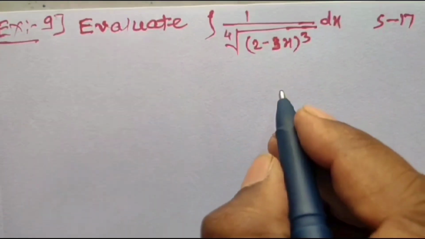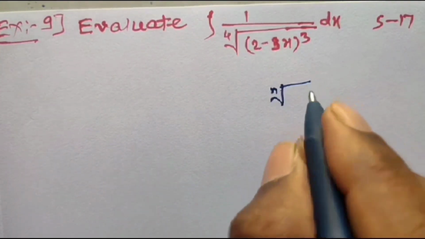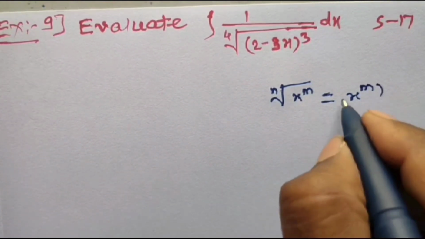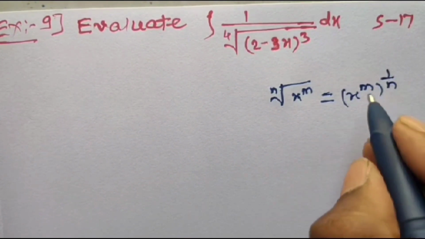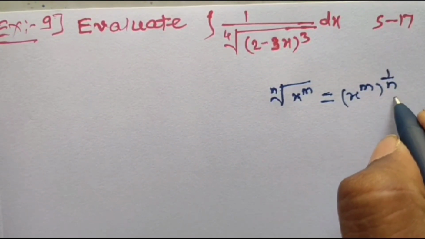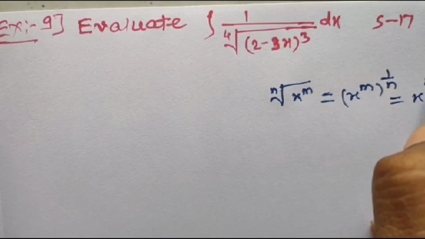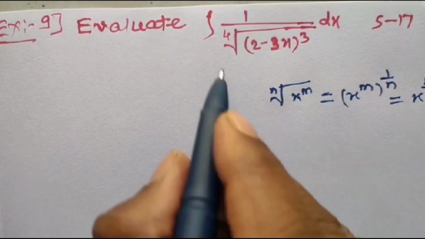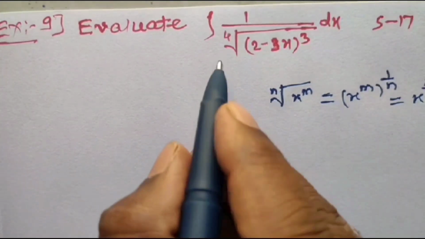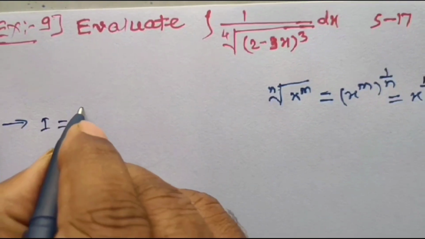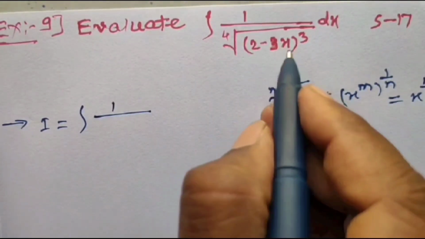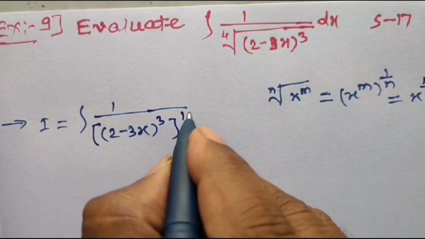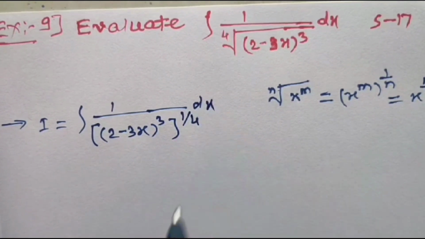We know this formula for indices: the nth root of x to the power m is equal to x to the power m, to the power 1 upon n. And power of power, so we can take its multiplication, x to the power m upon n. m into 1 upon n means m upon n. So we can apply this law of indices here. Hence I is equal to the integral of 1 upon the 4th root of (2 minus 3x) cubed, with respect to x.